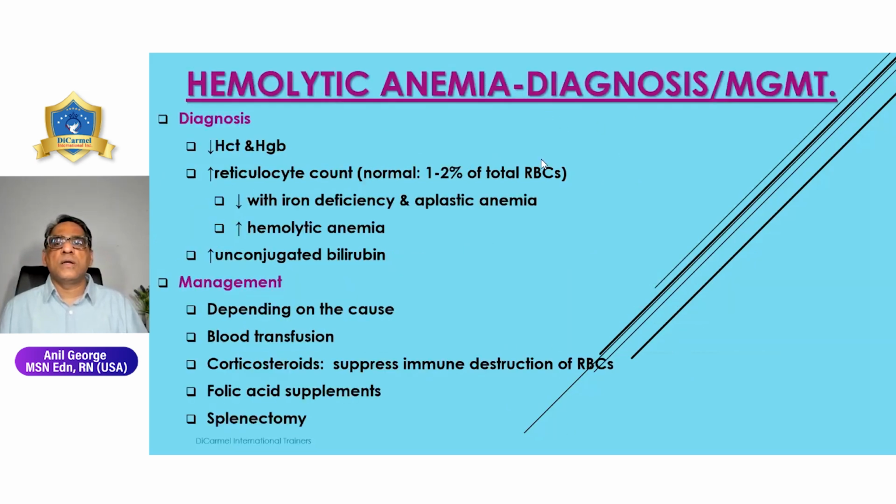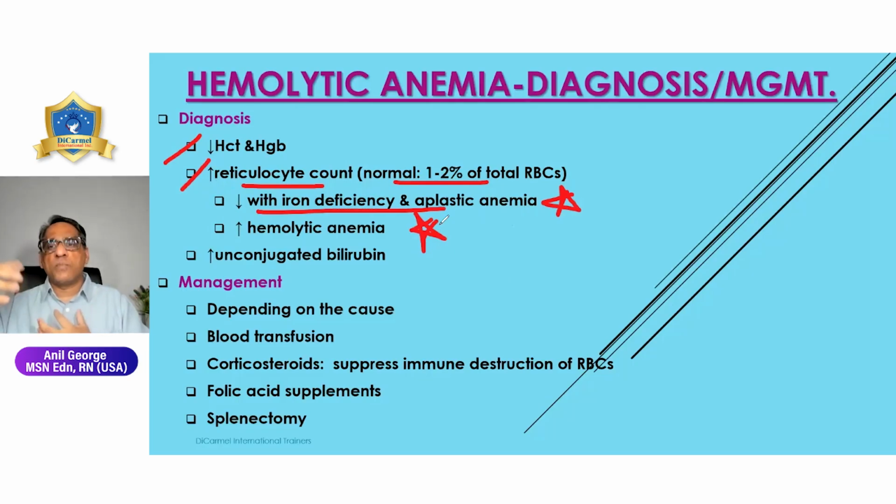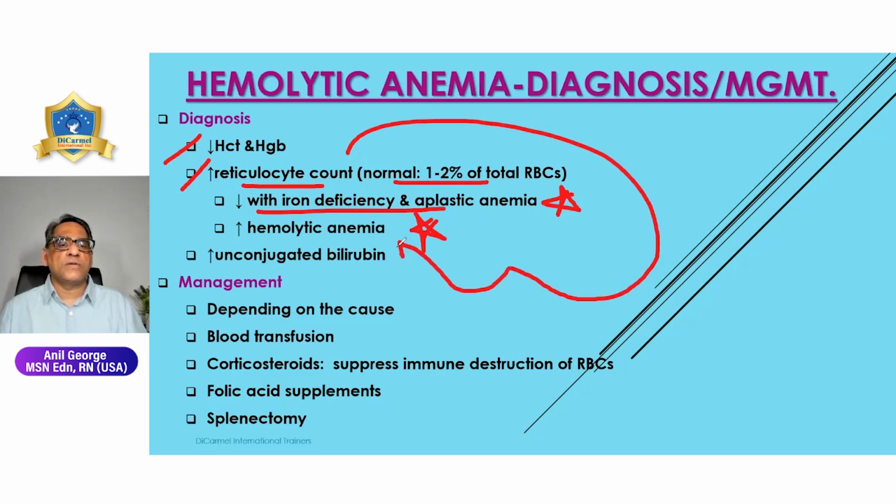Now, looking into the diagnosis and management of hemolytic anemia. So for diagnosis, we look into the hemoglobin and hematocrit. And also very classically, we already heard the reticulocyte count can get affected. Here, the reticulocyte count can increase. Now remember, the normal is 1 to 2%, and we already heard with iron deficiency and aplastic anemia that it can decrease. But with hemolytic anemia, when there's rapid destruction, there's overproduction, and that's why it causes an increase in the reticulocyte count.